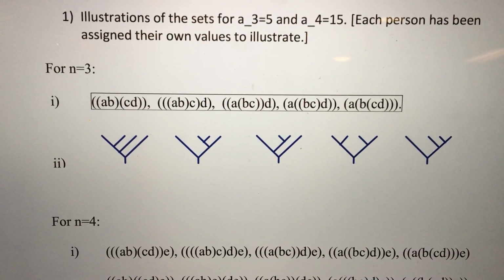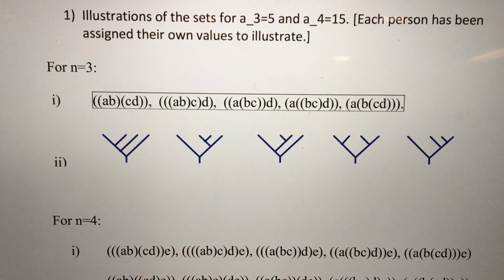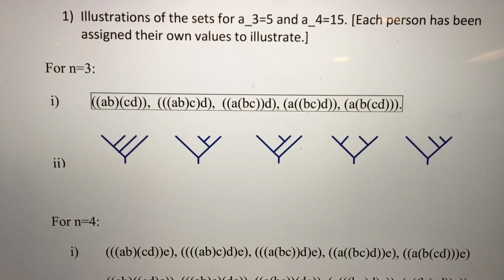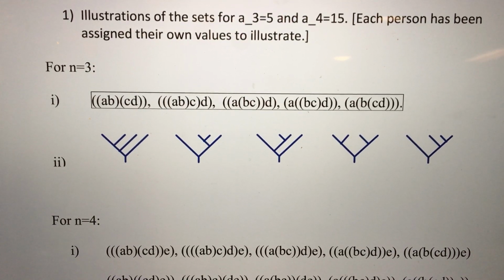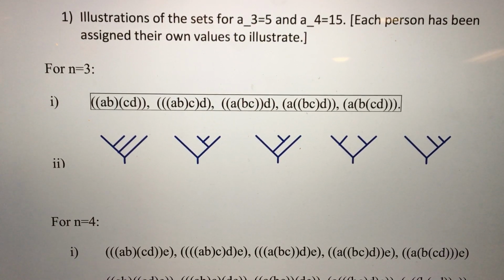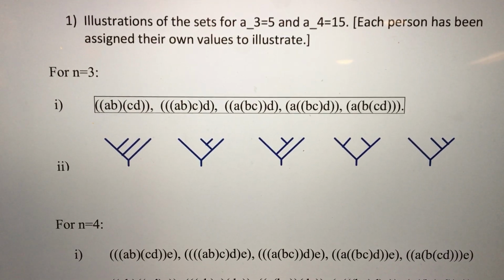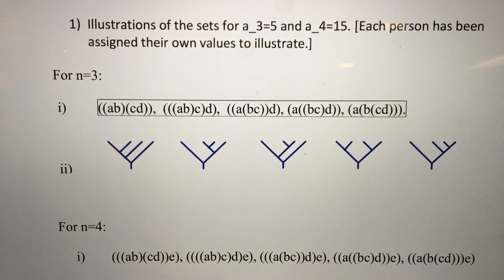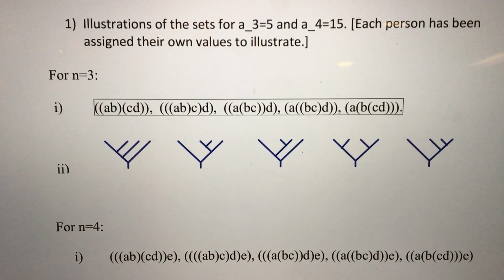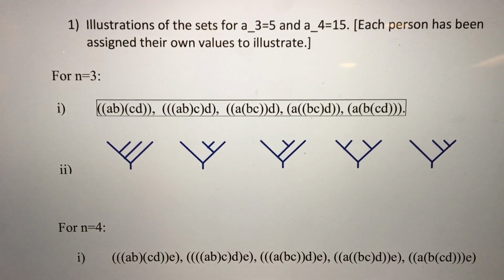And then there's the second structure. For mine, I picked planar binary trees with n plus 1 leaves. And I had to look that up. You can do some Googling to find pictures that other people have drawn. That's perfectly fine, especially if you need to figure out what it means.